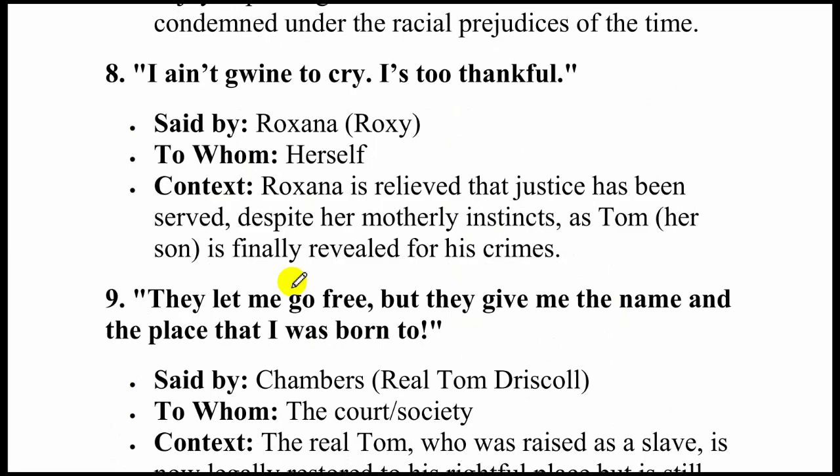"I ain't going to cry. I is too thankful. That is, I am too thankful." Roxy to herself. Roxana is relieved that justice has been served despite her motherly instincts, as Tom is finally revealed for his crimes.